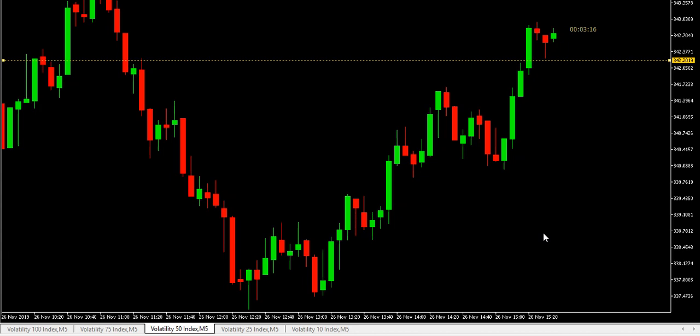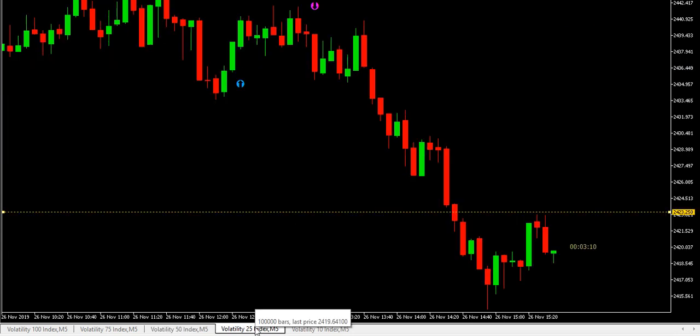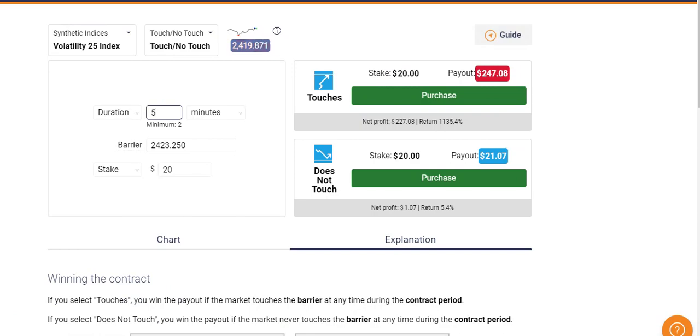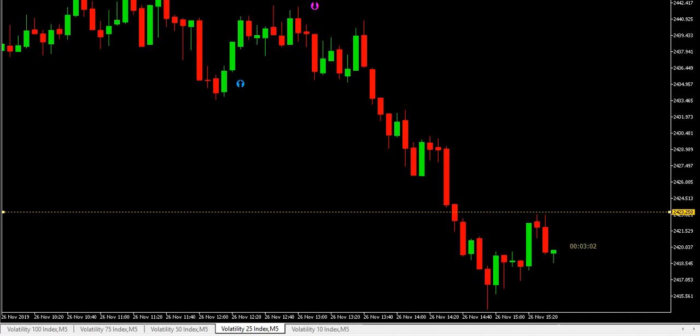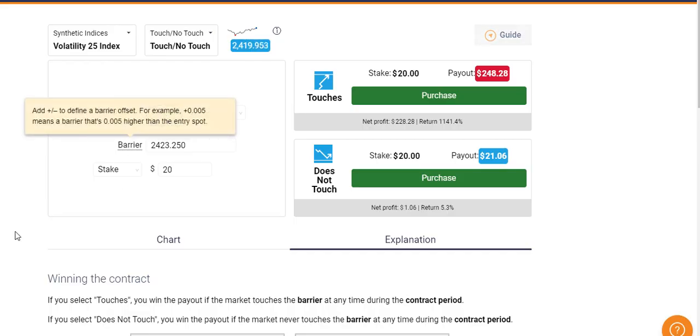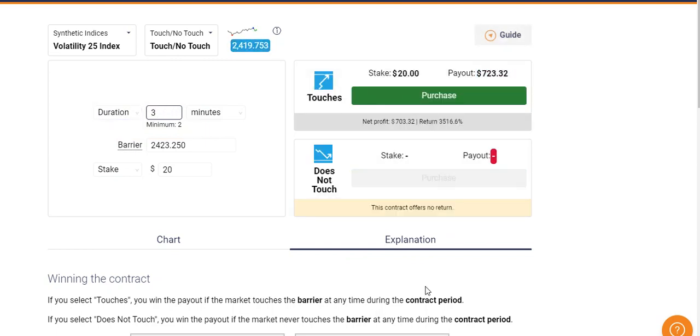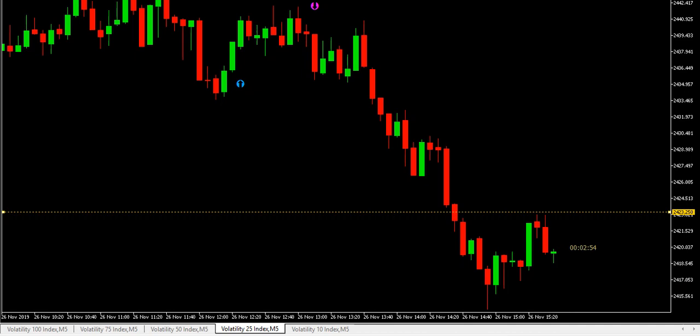Okay. So we have three setups. Let's see what happens. The one for 25. What happened for the 1 for 25? The 1 for 25, we entered that and now we have 3 minutes remaining. The payout is too small. I am not interested. Payout is too small. Okay. So we have three setups. Maybe we'll end the video with those three setups.